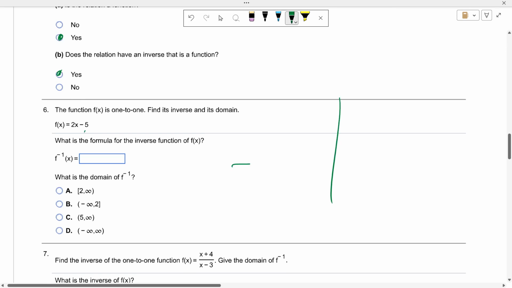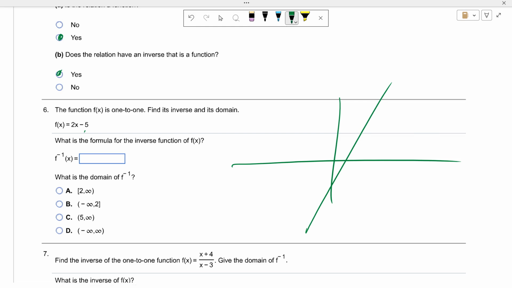So this function looks like 2x minus 5. So it looks like that. Looks more like that. 2x minus 5. Okay. The function is 1-to-1, find its inverse and domain. So what's the inverse of this?